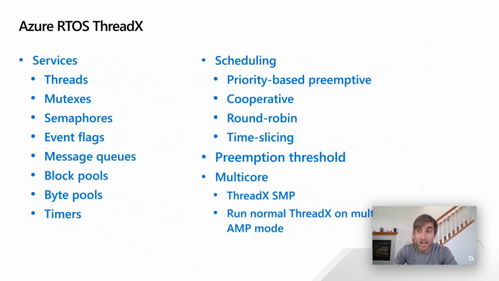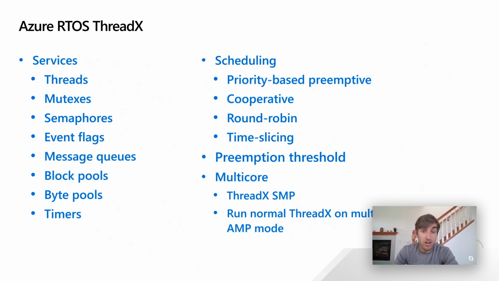So ThreadX provides all the basic RTOS services. If you've ever used a real-time operating system before, you're probably familiar with threads. Some operating systems call these tasks, and then we've got mutexes, semaphores, event flags, queues, block and byte pools, and timers. And there are a few different ways you can do scheduling.